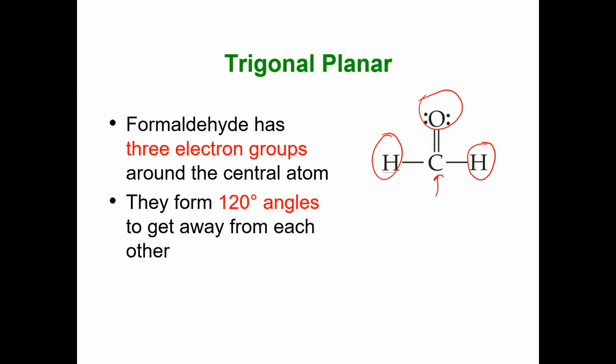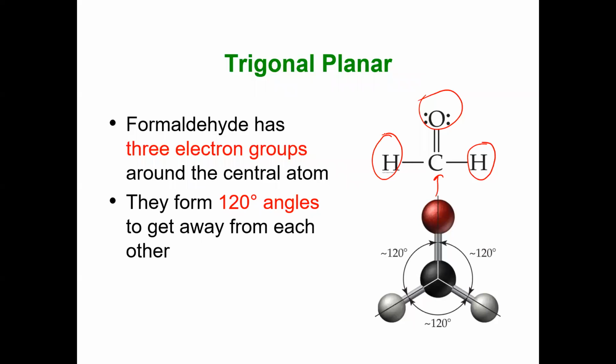So what are they going to form? 3 groups. I'm going to split it up in a circle, and I'm going to make 120 degrees. That's what I showed you earlier. I have a circle, which is 360 degrees. If I split it up, I make 3 angles of roughly 120.